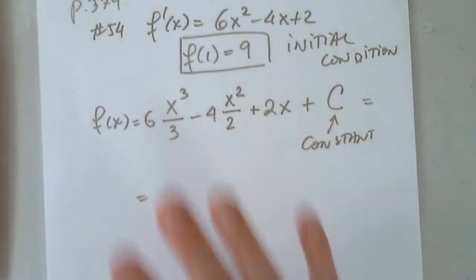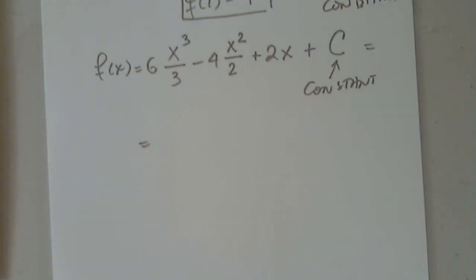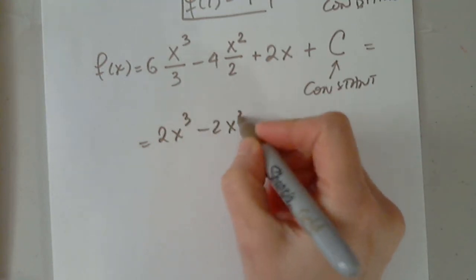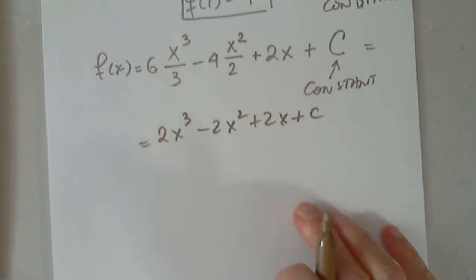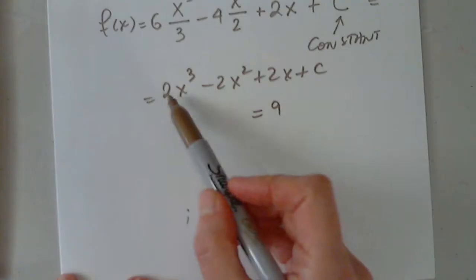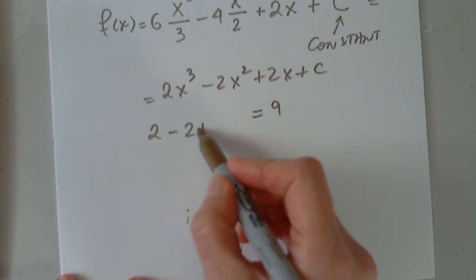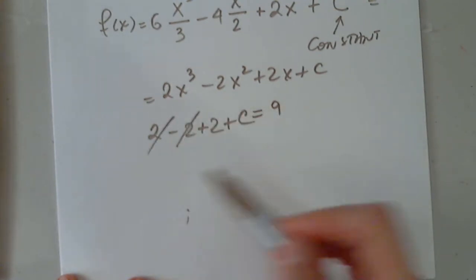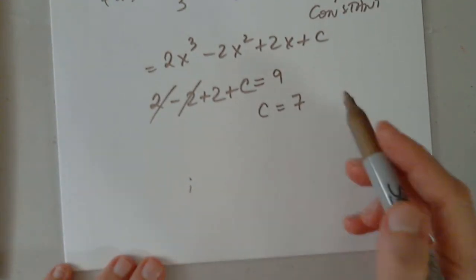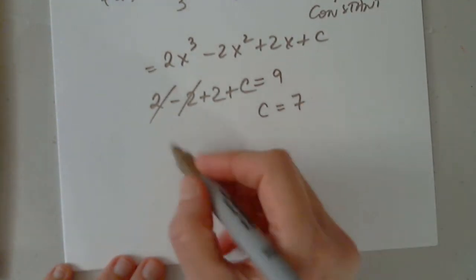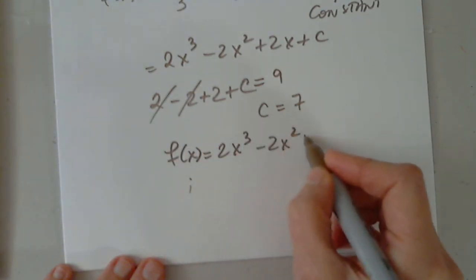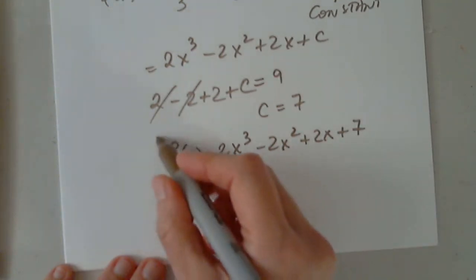But now the initial condition will make us find that specific one, just one, whose f of 1 is 9. So let's simplify it a little bit. We have 2x to the third minus 2x squared plus 2x plus c. Knowing that f of 1 is 9, I plug in 1: 2 minus 2 plus 2 plus c. So therefore, c equals 7. The unique function with these characteristics is then f of x equals 2x cubed minus 2x squared plus 2x plus 7.